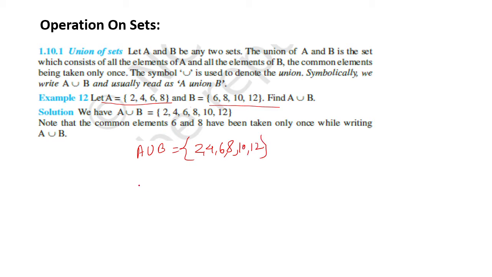You cannot write it like this. A union B, collection of all elements, means 2, 4, 6, 8, all elements from A, done. Then all elements from B: 6, 8, 10, 12. You cannot write like this. You cannot repeat the same elements; only 2, 4, 6, 8, 10, 12 are the A union B.